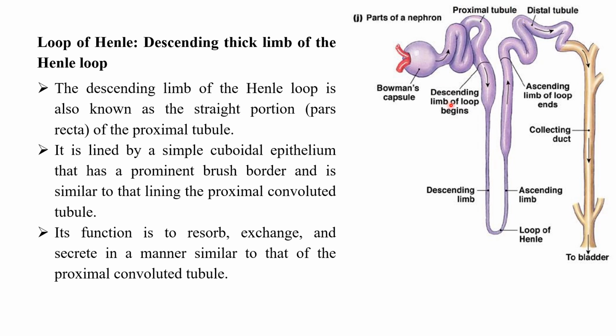So the structure of the cells of the proximal convoluted tubule we have already studied, and the same cells are present in the descending limb of the loop of Henle also. Its function is to reabsorb, exchange, and secrete in a manner similar to that of the proximal convoluted tubule. All the functions of the proximal convoluted tubule will be performed by the descending limb of the loop of Henle too.